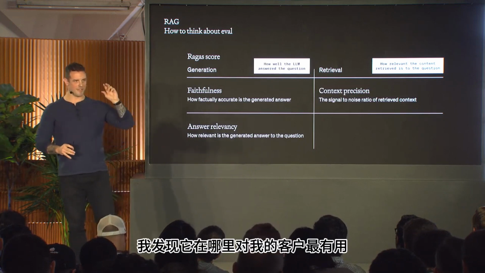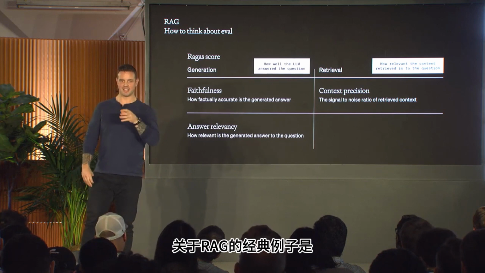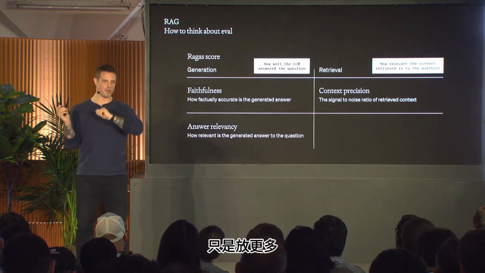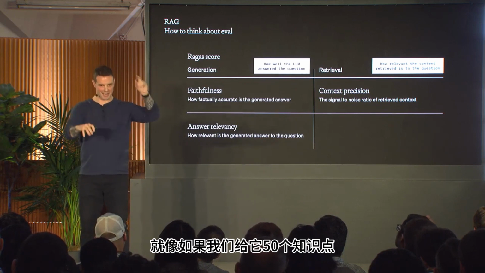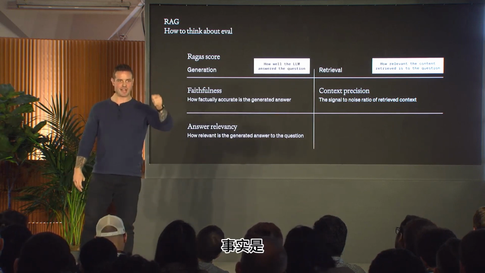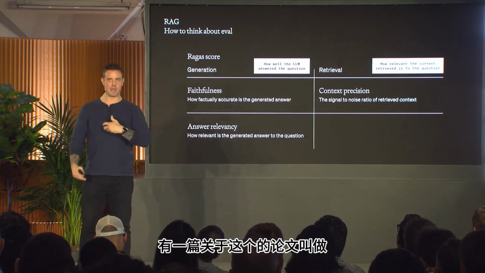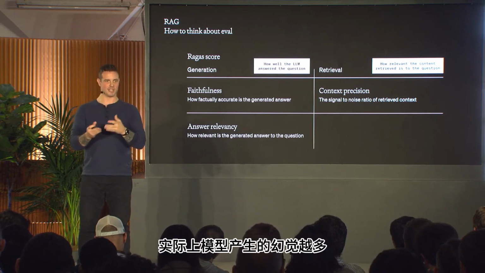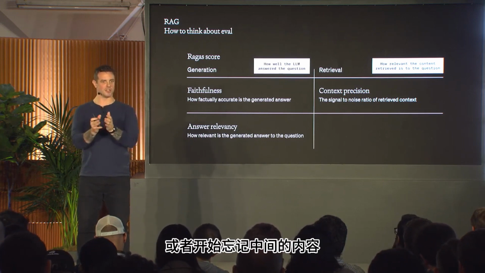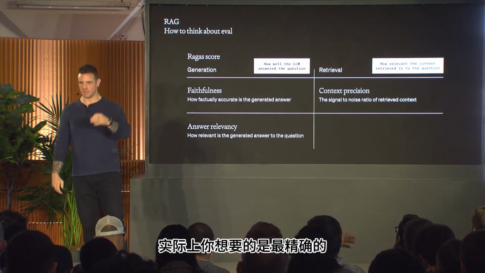And this is where I found it most useful for my customers, because as we alluded to earlier, the classic example with RAG is just putting more and more and more context into the context window. It's, hey, if we give it 50 chunks, it'll get the right answer. But that actually ends up getting the wrong result a lot of the time. There's a paper that was written on this called Lost in the Middle, where the more content you give, the more the model starts to hallucinate or forget the content in the middle. And actually what you want is the most precise pieces of content.